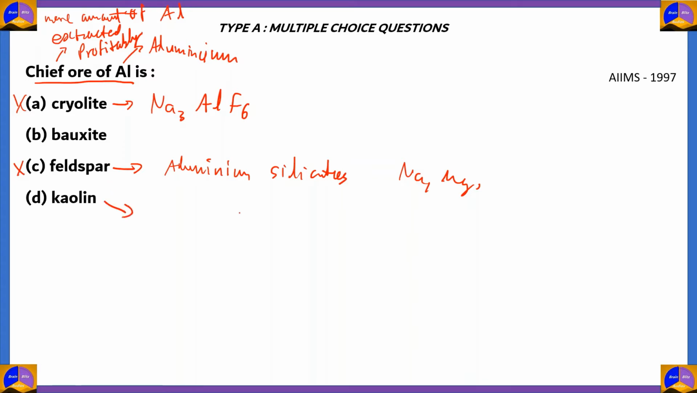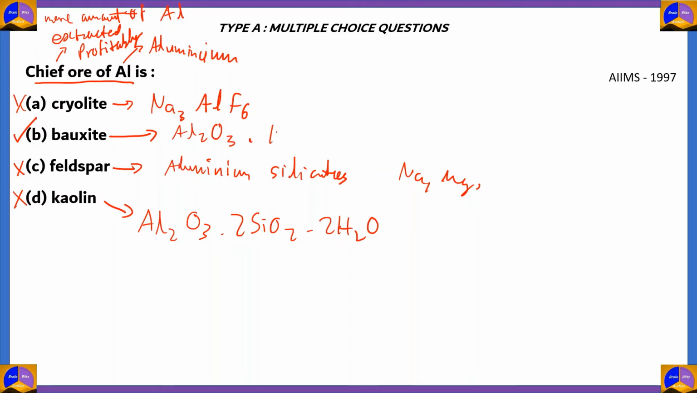Now option D, kaolin, is Al2O3.2SiO2.2H2O. So this does not contain a lot of aluminum. It is very less in number. So option D is incorrect. The right answer is option B, bauxite. Bauxite is the most common ore of aluminum, and the formula for bauxite is Al2O3.2H2O. This is the most economical way of producing aluminum.